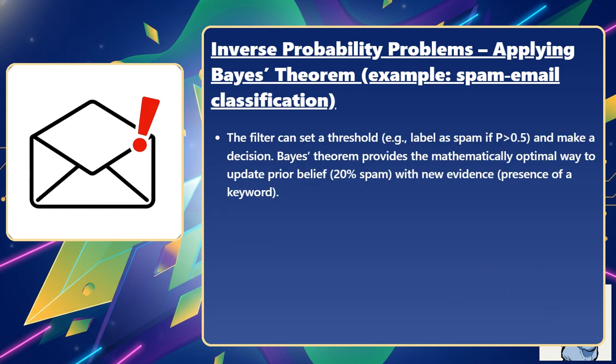For example, label as spam if P is greater than 0.5 and make a decision. Bayes' theorem provides the mathematically optimal way to update a prior belief, 20% spam, with new evidence, the presence of a keyword.